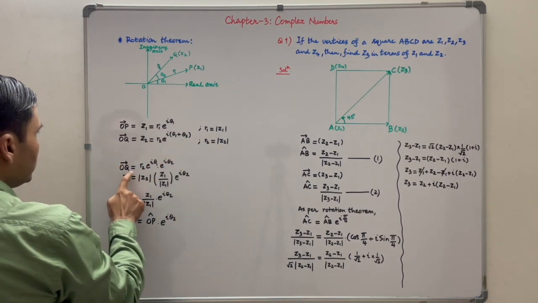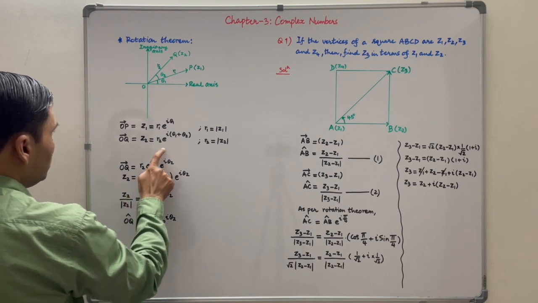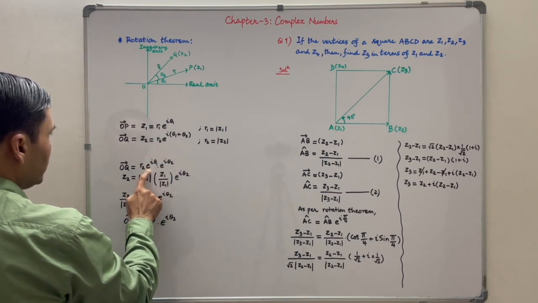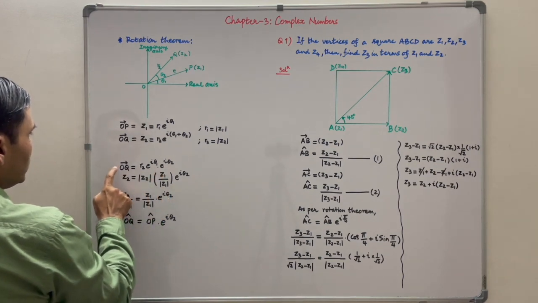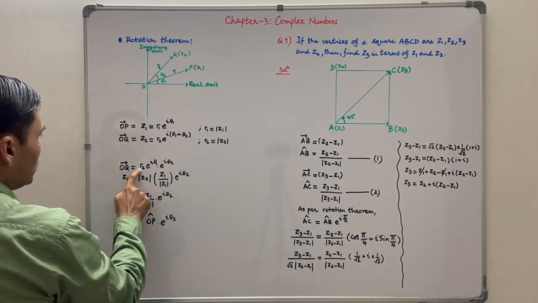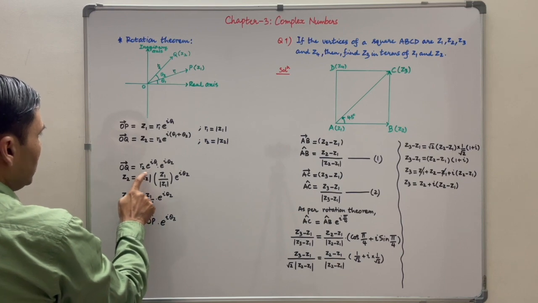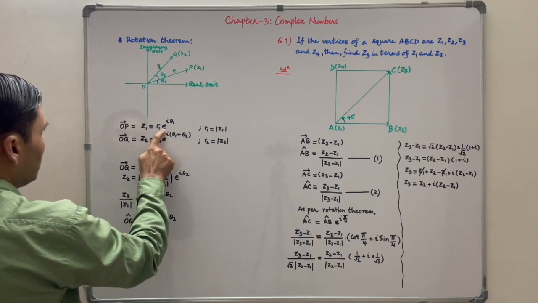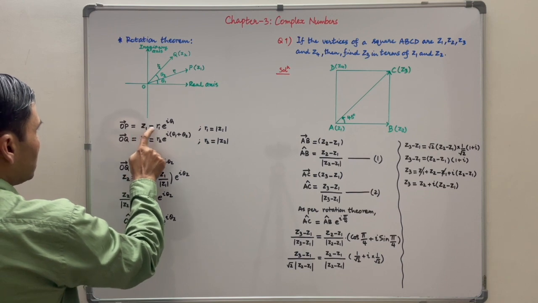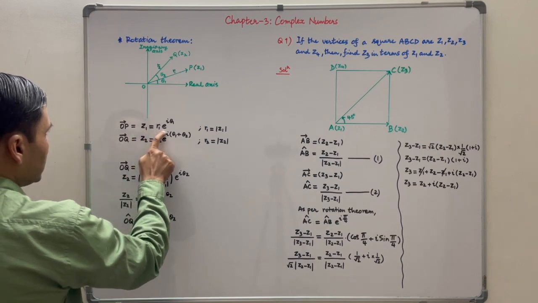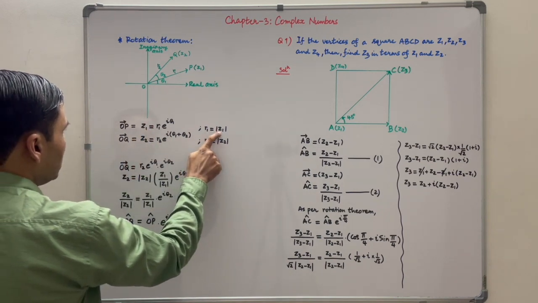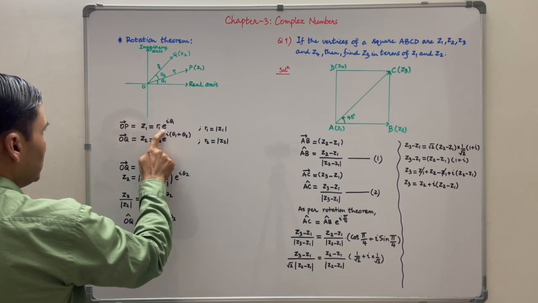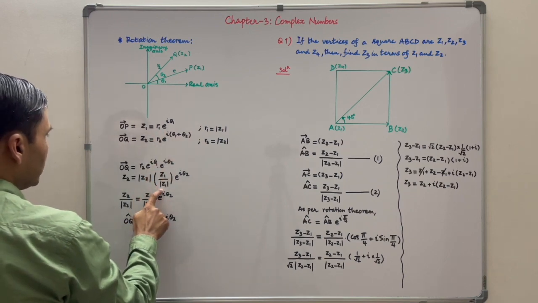So vector OQ is equal to R2 into, we can split this as, e to power i theta 1 into e to power i theta 2. Vector OQ is equal to Z2, and R2 is equal to mod Z2. We will get e to power i theta 1 from here: Z1 is equal to R1 into e to power i theta 1. So e to power i theta 1 is equal to Z1 upon R1, and R1 is equal to mod Z1. So e to power i theta 1 is equal to Z1 upon mod Z1.